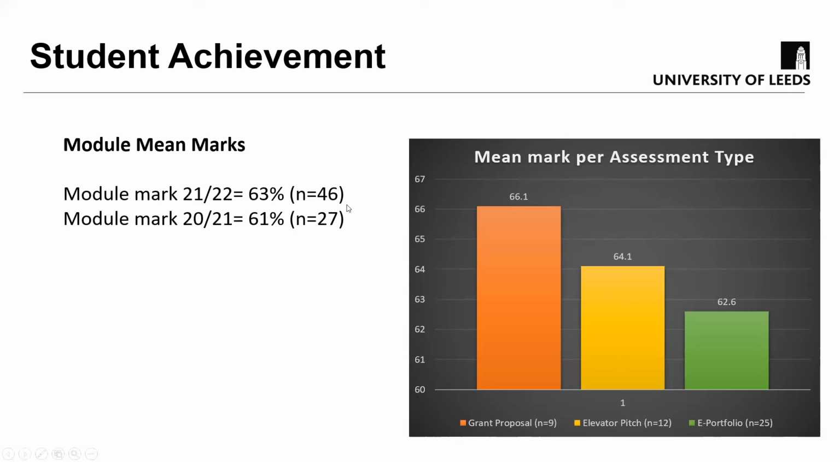Then if we look at the numbers that submitted each type of output, only 9 of them chose the grant proposal, which I was quite surprised about, because that's the one that we would have been most familiar with. 12 of them chose the elevator pitch, and 25 of them chose the e-portfolio, that none of them had any experience with in the past. And you can see the mean marks for each of these assessment pieces are very similar. So I don't think there was any huge difference in that.